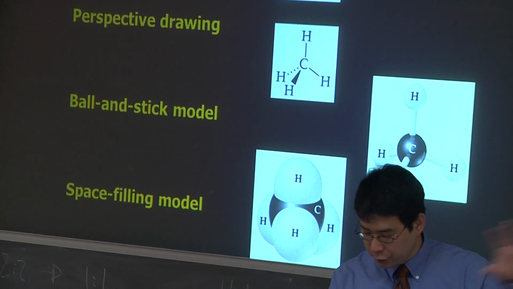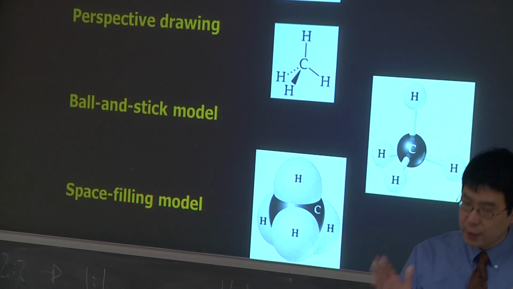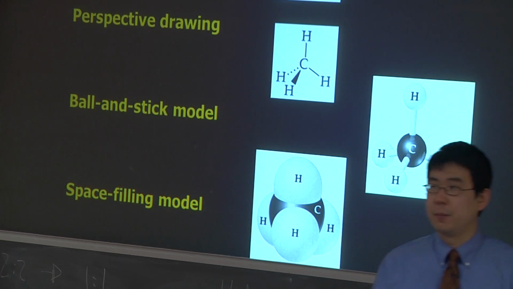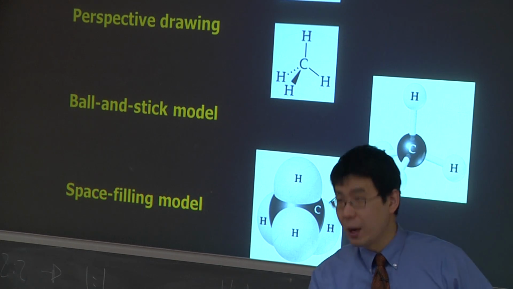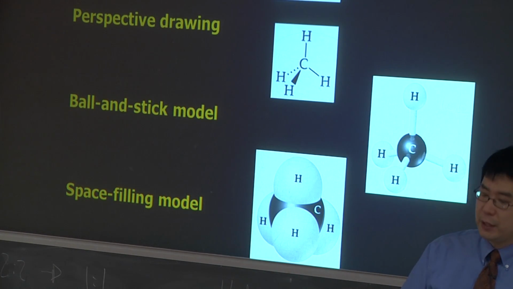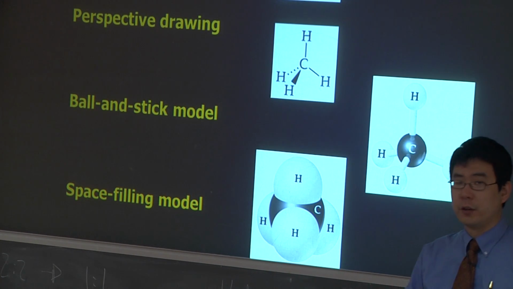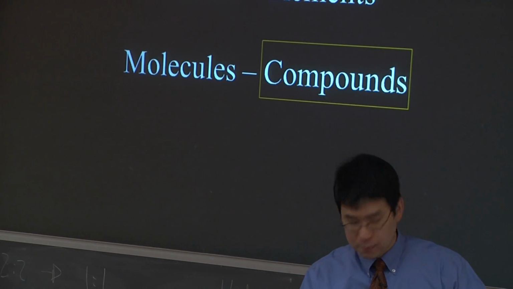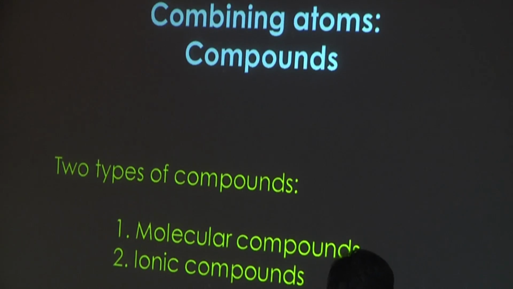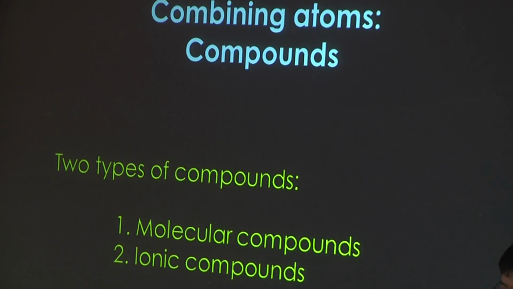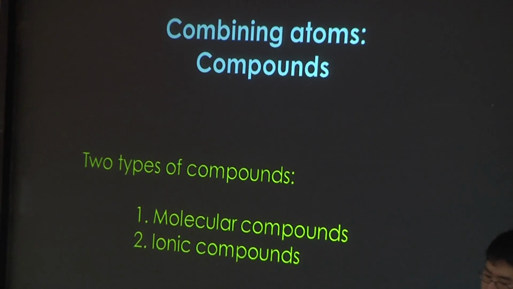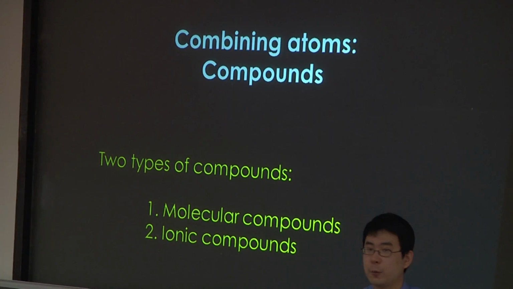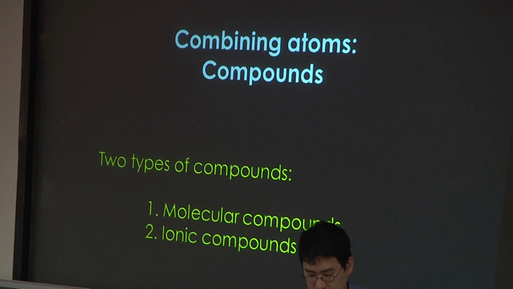So molecules, right? Again, different models, different ways to look at them. None of them are all right, none of them are all wrong. Each one is useful in its own way. Molecules, compounds, right? 2 types of compounds. What we call molecular compounds and what we call ionic compounds.